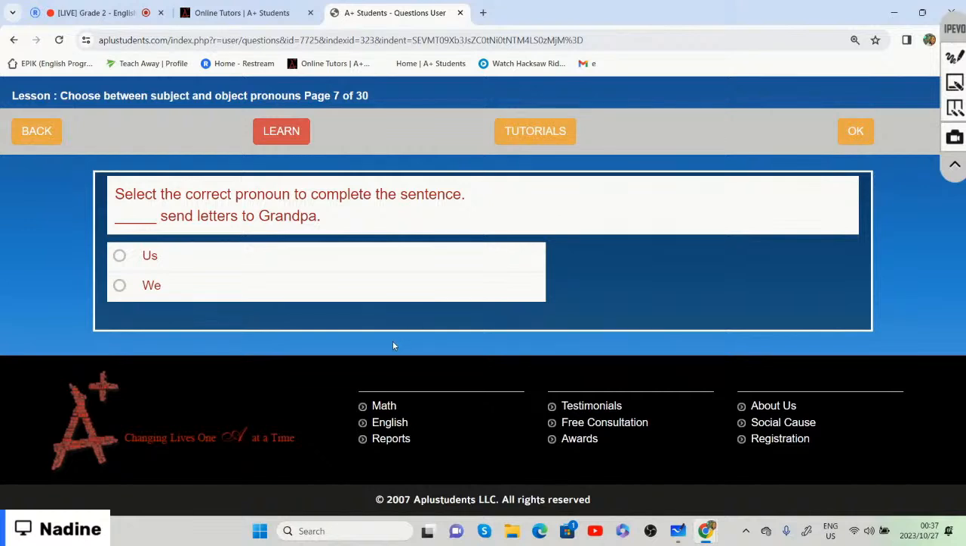We need to select the correct pronoun to complete the sentence. Sends letters to grandpa. We need to select the correct pronoun. Sends letters to grandpa. We can say we.